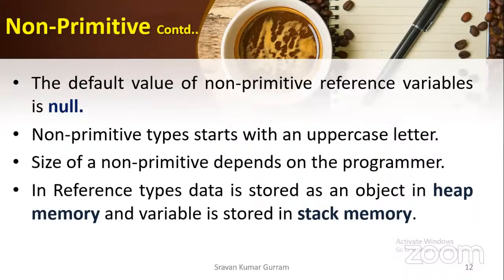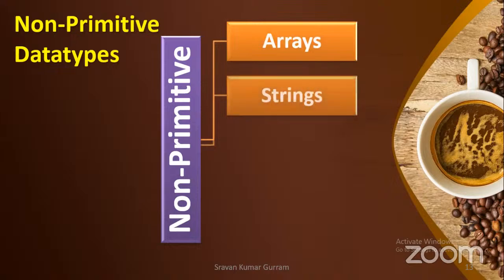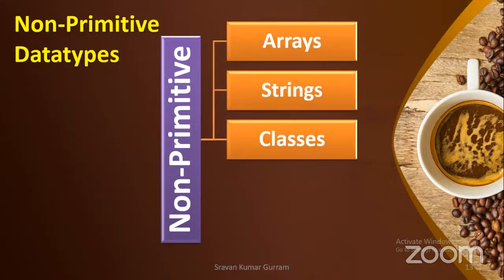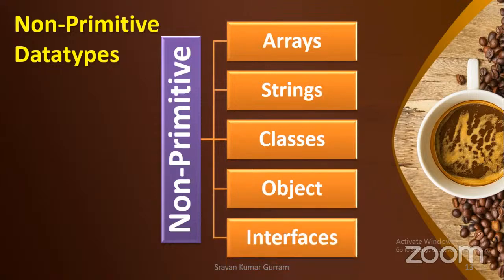In reference types, data is stored as an object in heap memory. Just now we have seen, right? The data is stored in the heap memory and the variable is stored in the stack memory, and from the stack memory it gives the reference to the heap memory where the actual data is available. So what are the non-primitive data types available in Java? Arrays, strings, classes, objects, interfaces. All these are called non-primitive data types.